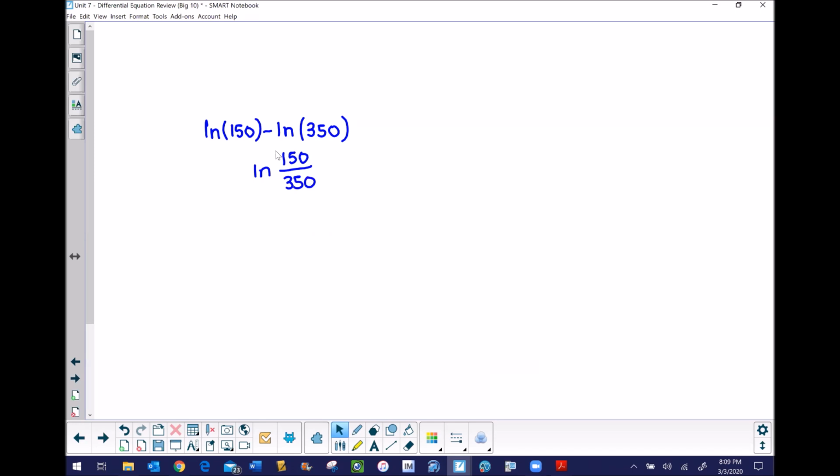Now, if you notice that 150 over 350 does reduce, that's nice. You can just write some easier numbers. I think it's 3/7, right? Because you can take 50 out of each one. And so that would be what I was looking for there. If, heaven forbid, it was ln of 150 plus ln of 350, what would you do there? Yeah, that's not good, is it? That would be a multiplication problem.